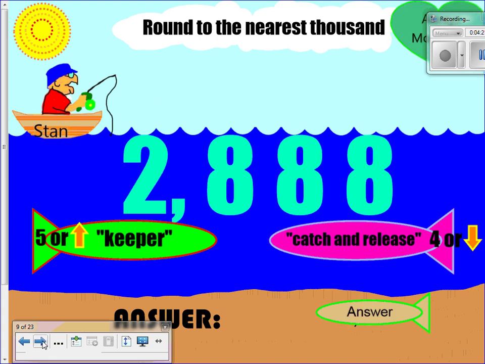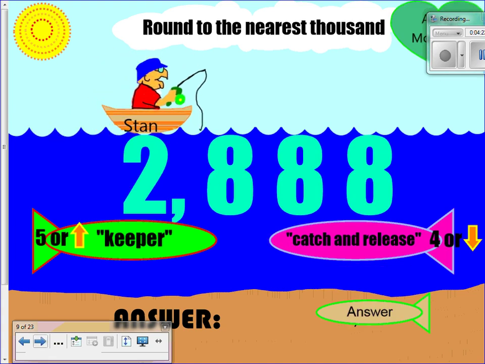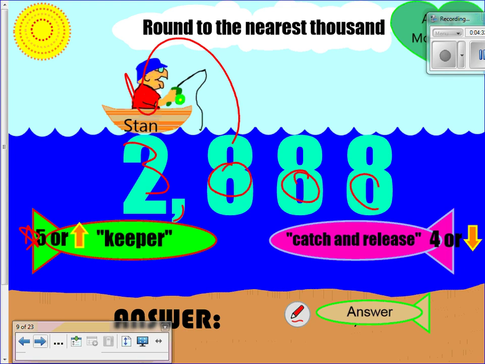Round to the nearest 1,000. I'm here. This is an 8, which is obviously 5 or larger. So we're adding 1 to the boat. This becomes a 3. 3,000.